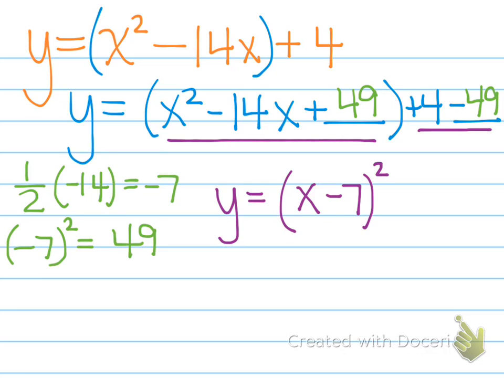and then you have 4 minus 49, and that's going to give you -45. So my vertex is 7. Remember, it's positive because we do the opposite of h. 7 comma negative 45.